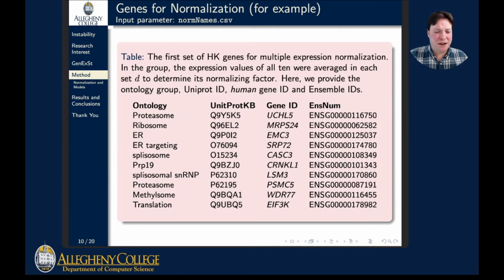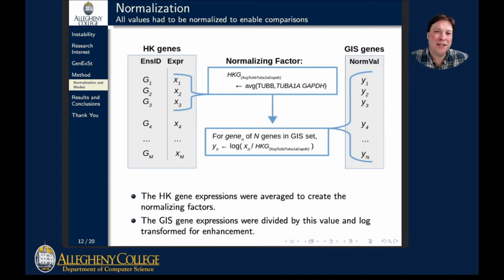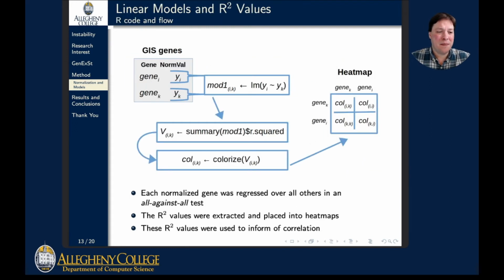This is a list of our housekeeping genes that we use for normalization. This is a partial list of the GIS genes that we use in our analysis. Our system uses normalization to function. To find our normalization factor, we took all of our housekeeping genes and we averaged the expression values. Next, we took this value and used it to divide each of the GIS gene expression values. This value was then log transformed for enhancement.